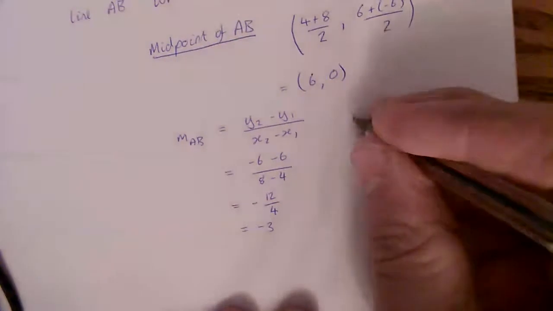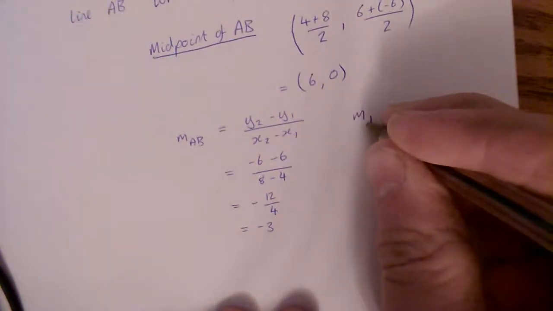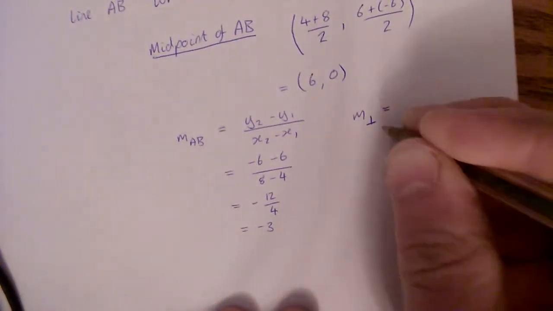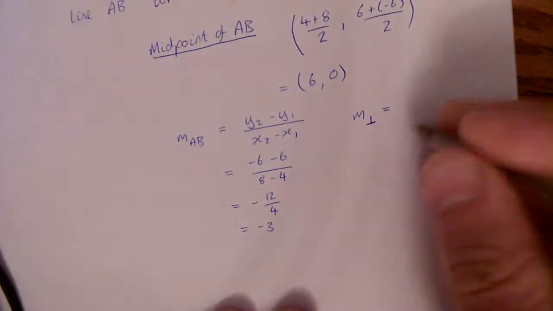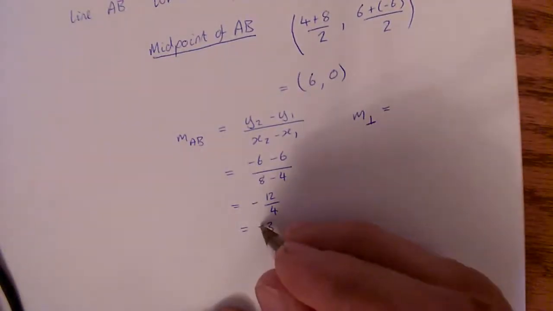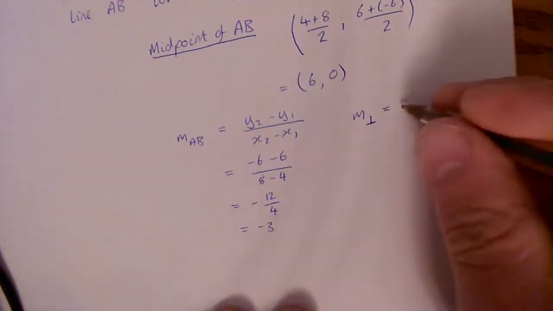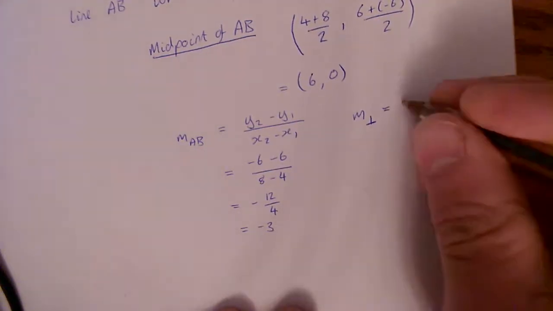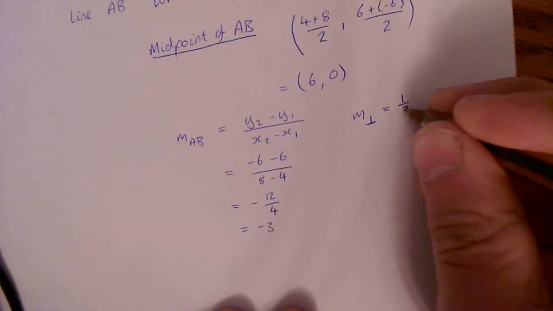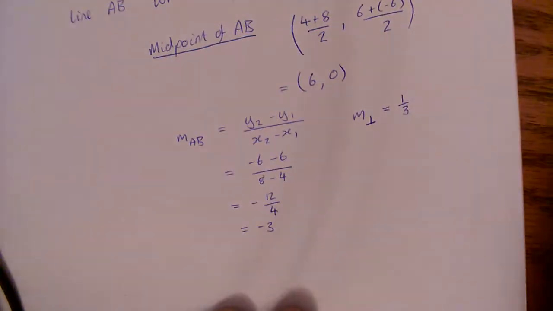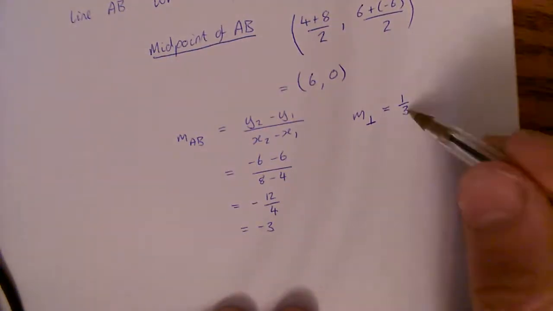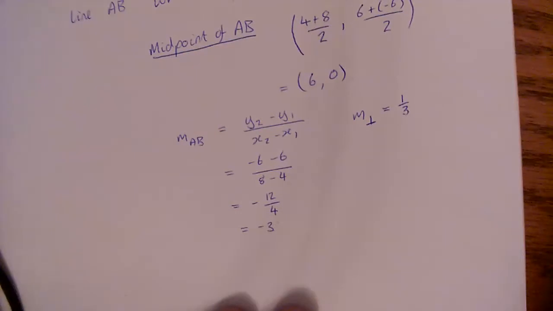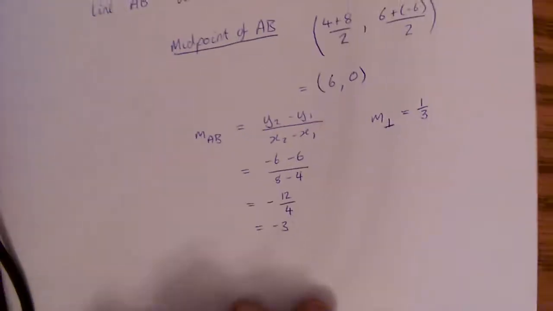Now, we will actually want the perpendicular gradient to that, so m perp, or m perpendicular with that little symbol, is the opposite sign to this one. So this one's negative, so our gradient over here is going to be positive. This is 3, so remember we want that reciprocal, which is 1/3. Okay, we can check that. 1/3 times -3 equals -1, which is a good check just to do in your head, just to make sure you've not made any mistakes as you've been going through.